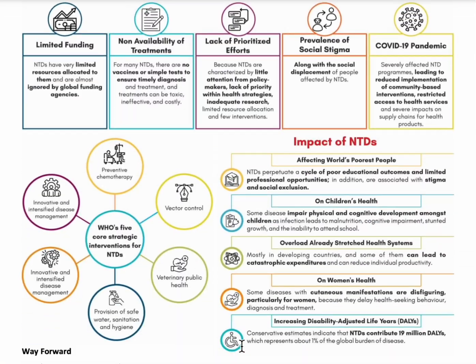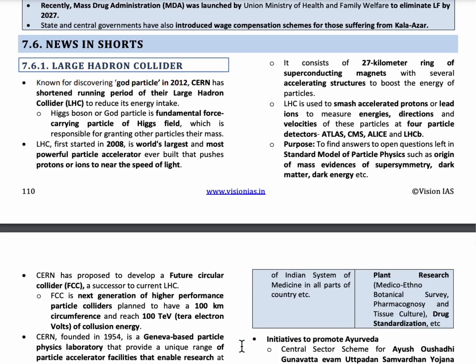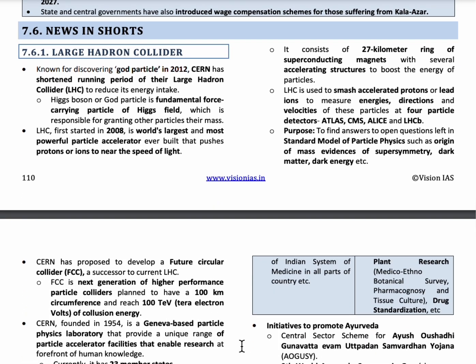The next topic is Large Hadron Collider. So it is the world's largest and most powerful particle accelerator. So it has discovered Higgs boson and God particle, which is fundamental force carrying particle in Higgs field, responsible for granting other particles their mass. So Higgs boson particle was discovered in 2012.